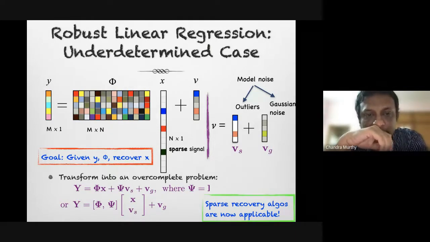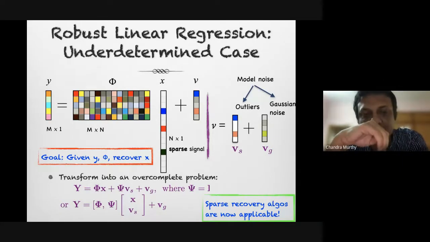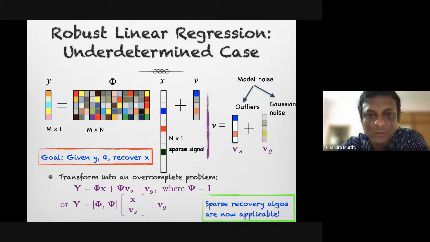So linear regression again refers to finding the coefficients of this vector x such that you can explain your observations y. And in many linear regression problems, you typically assume that the noise is what we call white, but basically it is isotropic. That is, it doesn't have a few directions in which you have a large noise and other components have small noise. However, in practice, your noise could have outliers.